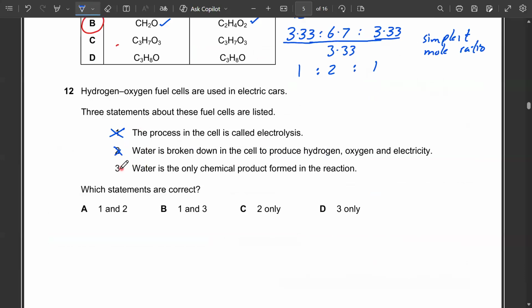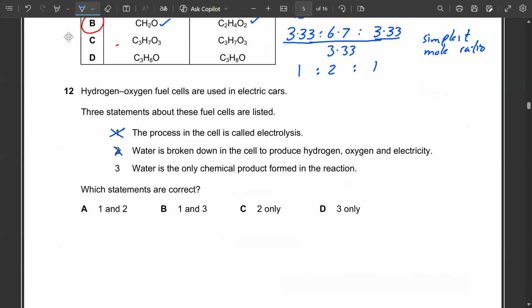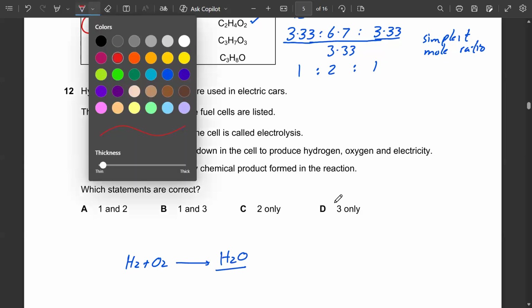Then comes the third option. It says water is the only chemical product formed in the chemical reaction. So yes, as we saw before, the reaction is basically H2 plus O2 reacting together to make H2O. So H2O is a product, the only product here. So that's why the third statement is correct. So it means the correct option is D.